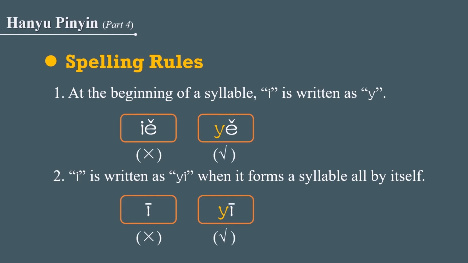At the beginning of a syllable, E is written as the capital letter E. When it forms a syllable all by itself, the capital letter E should be added in front of it.